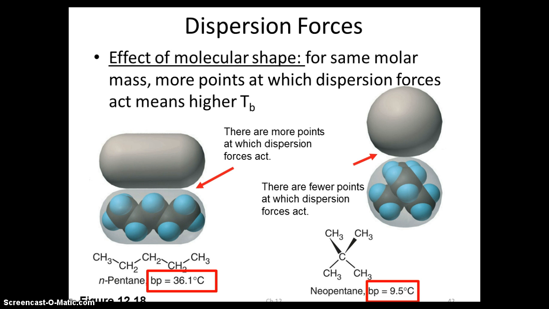So if we look at n-pentane here on the left and neopentane here on the right, if you count up all of the carbons and hydrogens, they're the same in both of them. So they have the same molecular mass, but you can see they have really different shapes and structures. So n-pentane is a lot more spread out. It's just a single carbon chain. And neopentane on the right is more compact. So if you have something that's more spread out, there's going to be more points at which you can have dispersion forces, so it's going to have a higher boiling point.